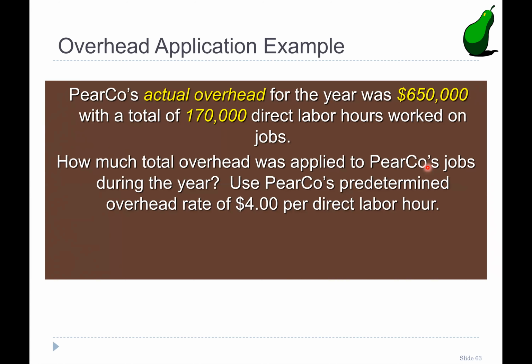Let me share this PPT again. And here we go. So we are given the actual amount of direct labor hours and actual manufacturing overhead, and we are given 4 as the predetermined overhead rate. So what would be the applied overhead based on 170,000 hours? 170,000 multiplied by 4. The answer would be 680,000.